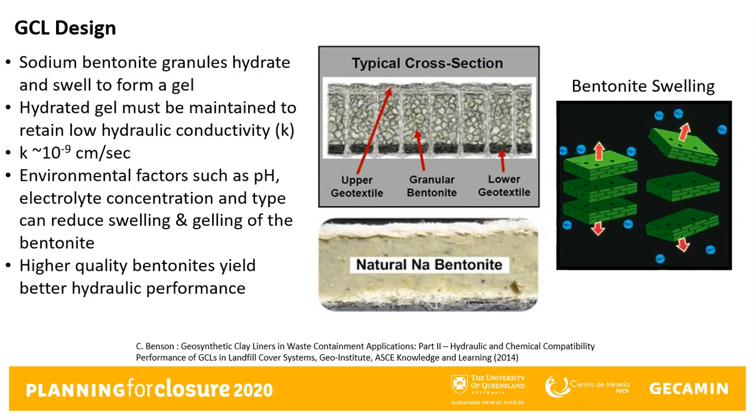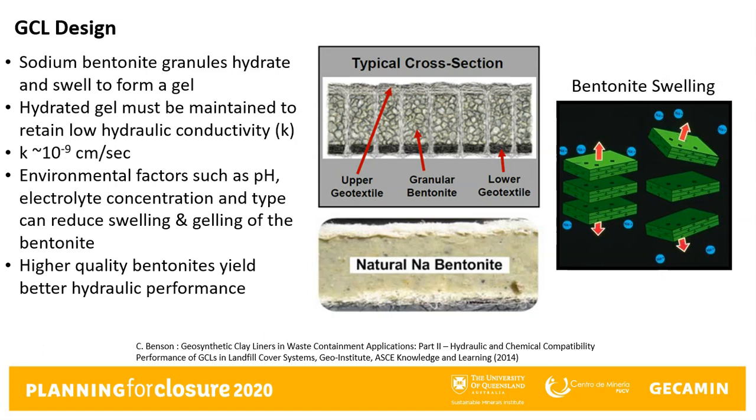A typical geosynthetic clay liner design is shown in the upper right-hand side of the slide. These products contain either a granular or powdered sodium bentonite. The mass per unit area of the bentonite is generally somewhere between 2.5 and 5 kilograms per square meter. Typically, higher bentonite loadings result in lower hydraulic conductivities.